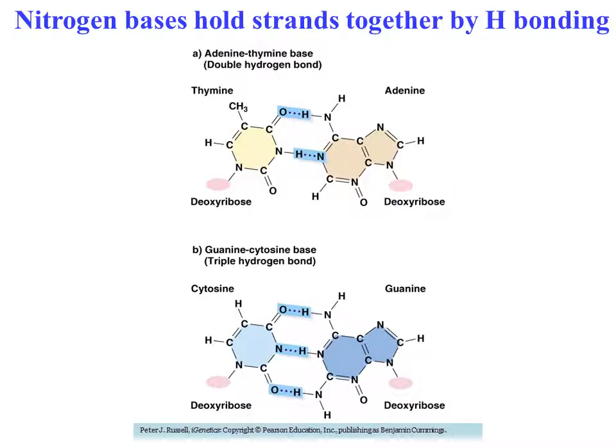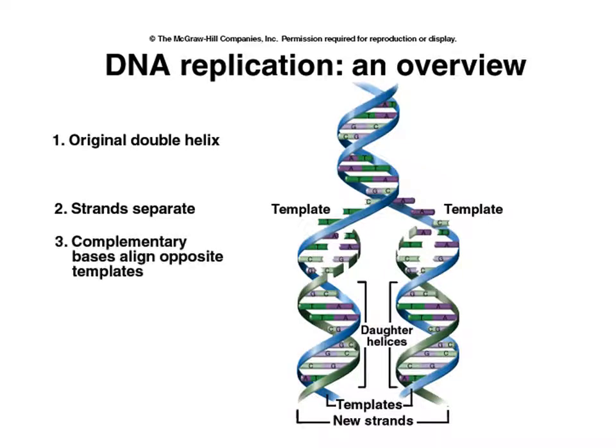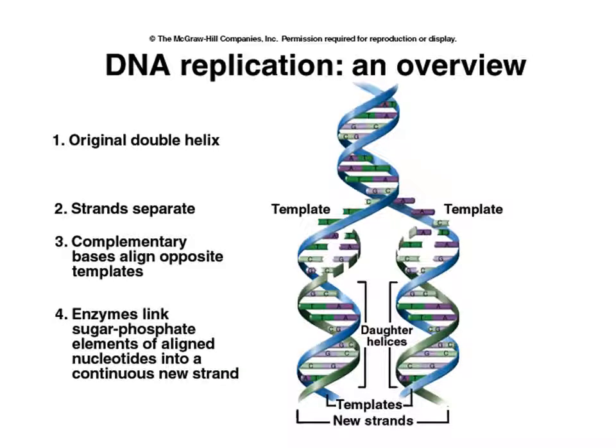Here is showing you the binding between adenine and thymine, which is 2 hydrogen bonds, and the bonding pattern between cytosine and guanine, which is 3 hydrogen bonds. As we're beginning to discuss DNA replication, we should begin with an overview of this overall process. We begin with our original double helix that we want to replicate. Somehow we need those 2 strands to separate. We then need to bind complementary base pairs to those strands. And then we need to link up the different nucleotides together to form a cohesive helix.